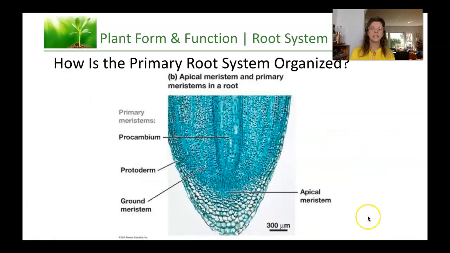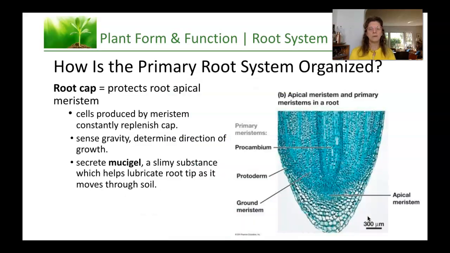nutrients and water. So how is the primary root system organized? Well, here's an image from your book that shows you the procambium, the protoderm, and the ground meristem, and then the apical meristem just below that. But there's also the root cap, which is often confused with the area that the actual growth is happening. Remember, growth is happening here, so if you were to look at it under a microscope, you would want to focus on this area for mitosis to be happening.